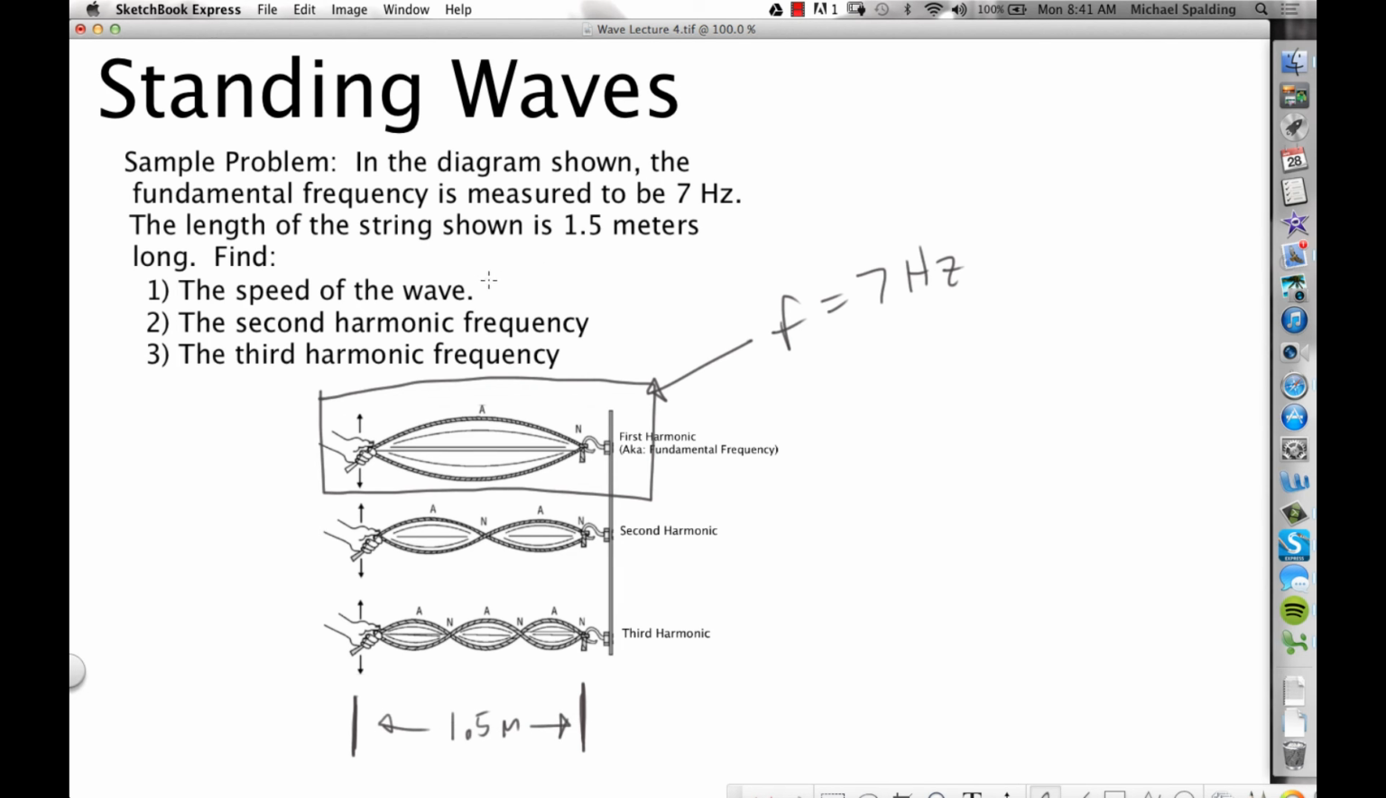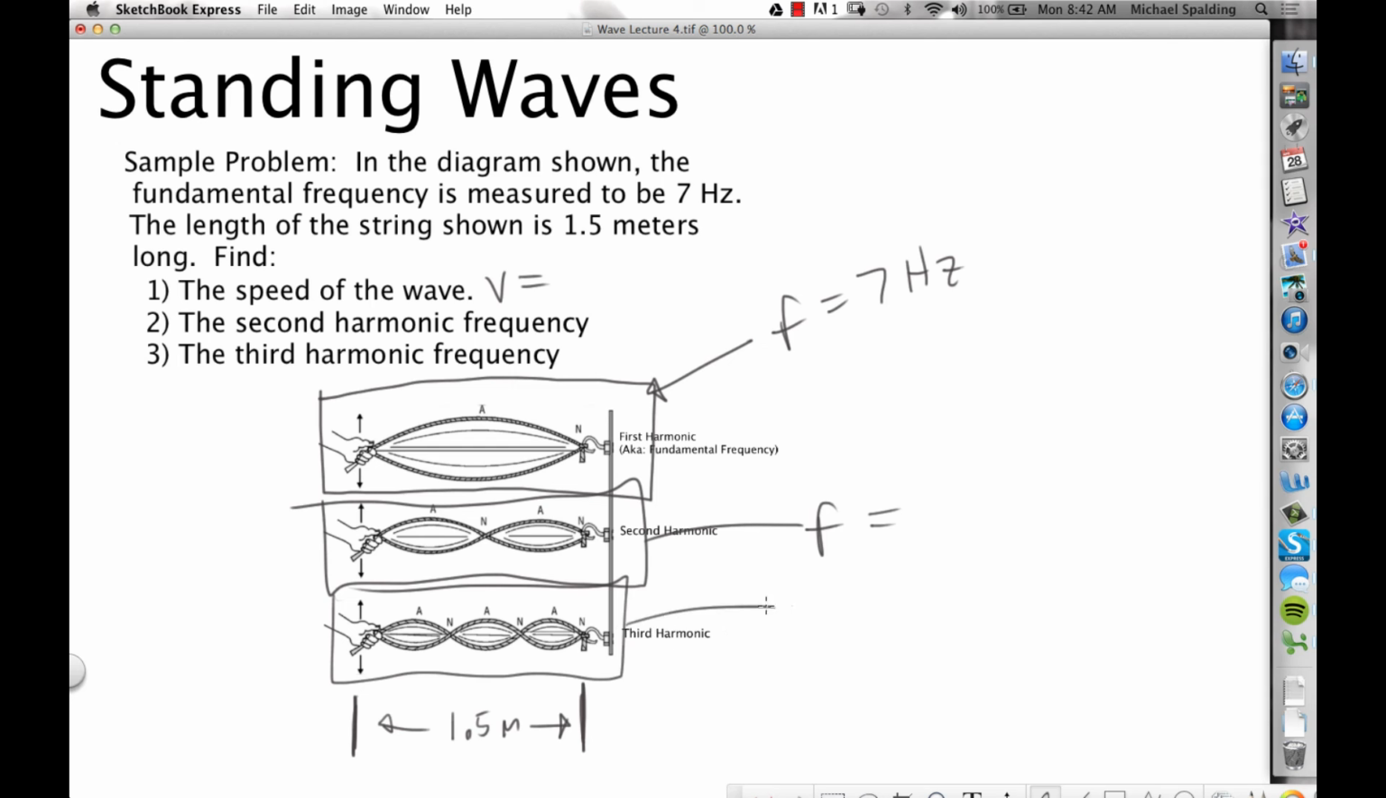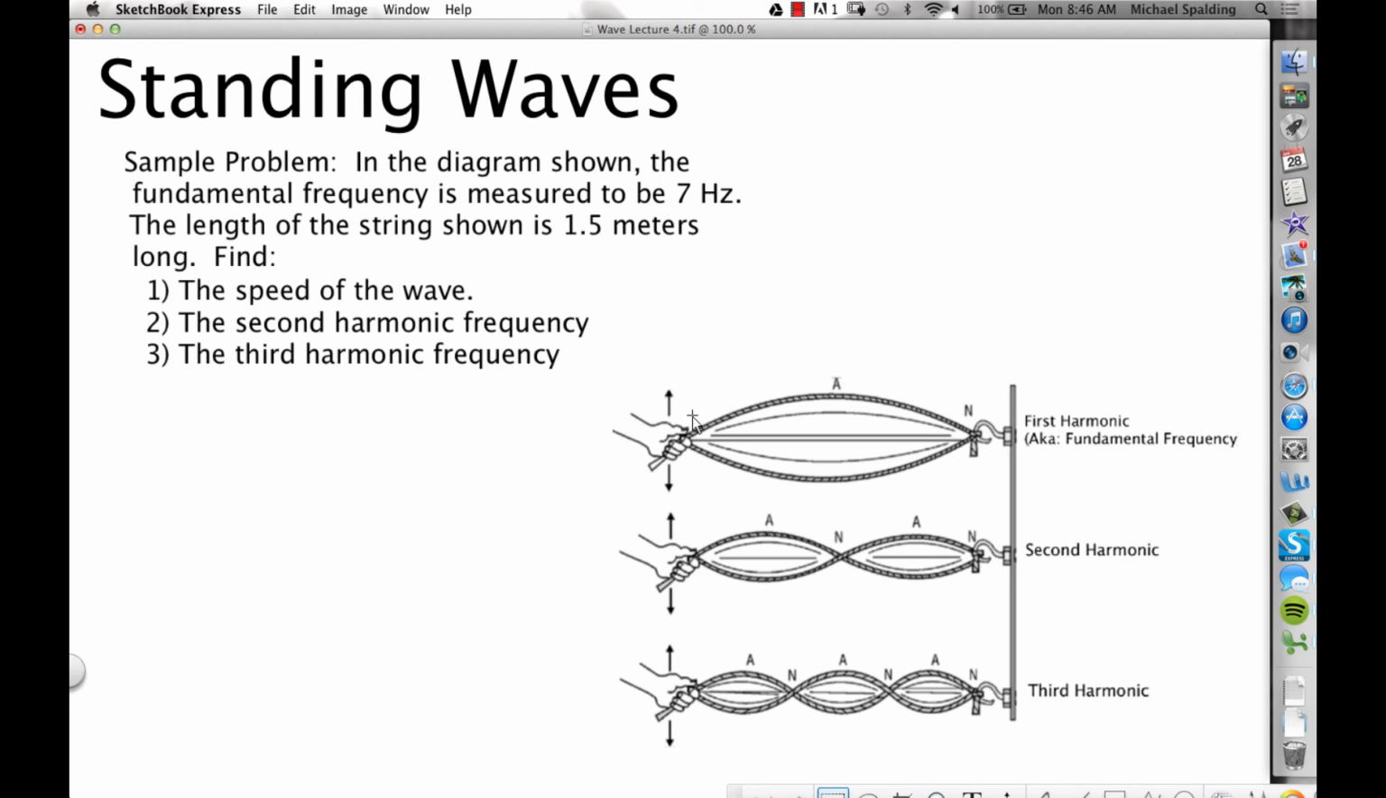So what we're going to do is we're going to find the speed of the wave, the velocity. Then I want you to figure out what must be the frequency of the second harmonic, and then what must be the frequency of the third harmonic. So take 5 minutes. Made the diagram a little bigger.